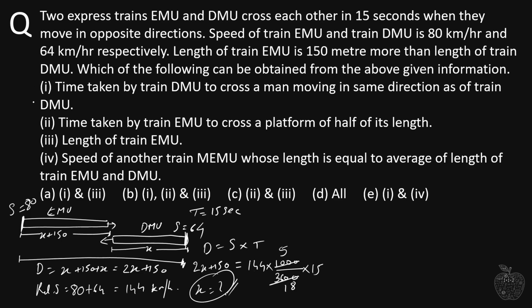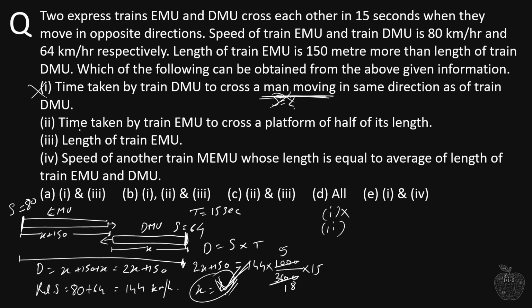Now let's move towards the points here. What is the first point telling us? We'll get this value of x. The first point is telling us the time taken by train DMU to cross a man moving in the same direction as train DMU. So this cannot be calculated, because here it is said that the man is moving, but we don't know with what speed. We are not given the speed of the man. So that's why point 1 cannot be calculated. Let's move to point 2.